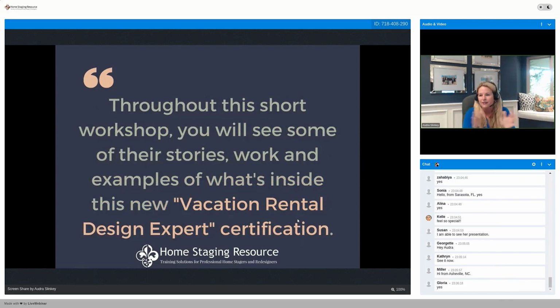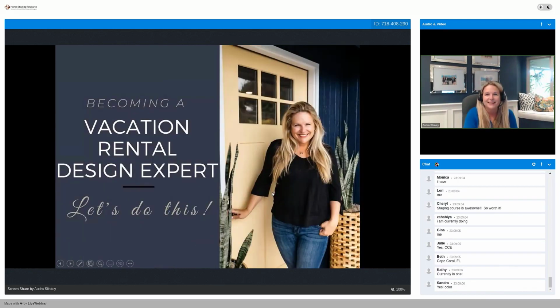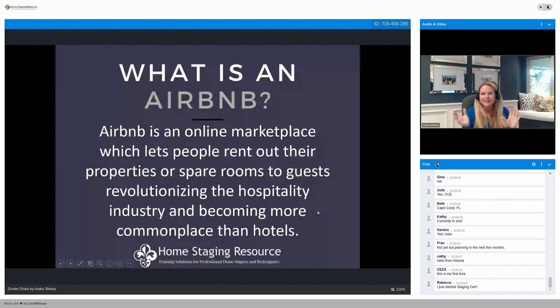I could spend a long time thanking each one individually, but I actually have quite a few of them in here as case studies as a thank you to them. Throughout this workshop, you're going to see some of their stories and their work so that you get an example of what's also inside this new training. Let's get started. Let's just get back to basics.